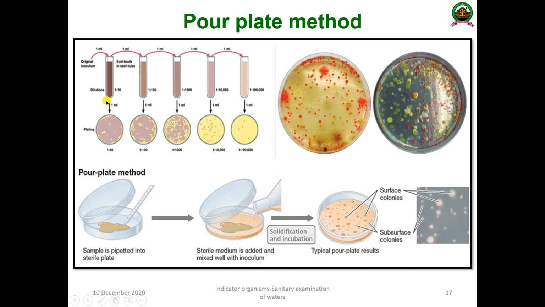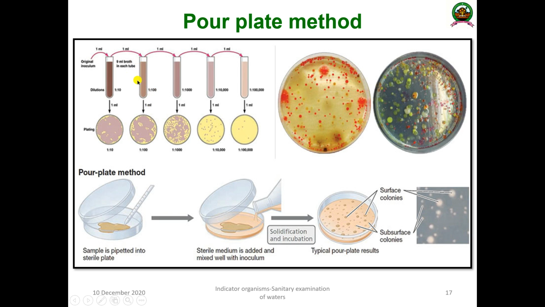Now this total volume is 10, isn't it? Mix it thoroughly with a pipette. From this particular tube, take 1 ml and transfer to the second tube. Then it is diluted two times, 1 by 100. That means 1:100.